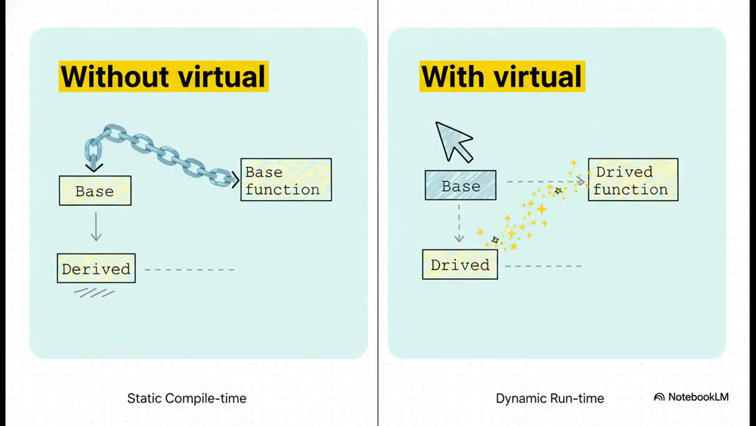Just look at the difference here. All we did was add that one word, virtual, to the show function in our base class. And that one word changes everything. Now, instead of making the decision at compile time, C++ waits until runtime, checks the actual type of the object the pointer is pointing to, and calls the right function. It calls the derived class's version.